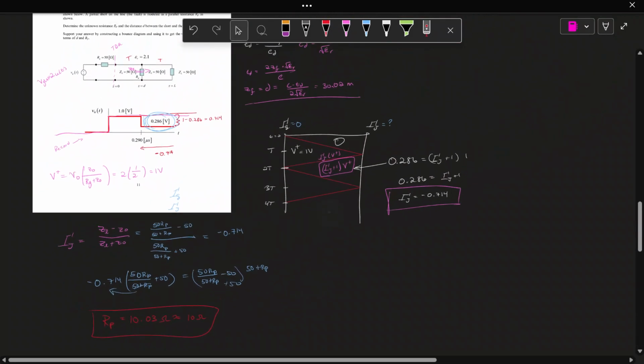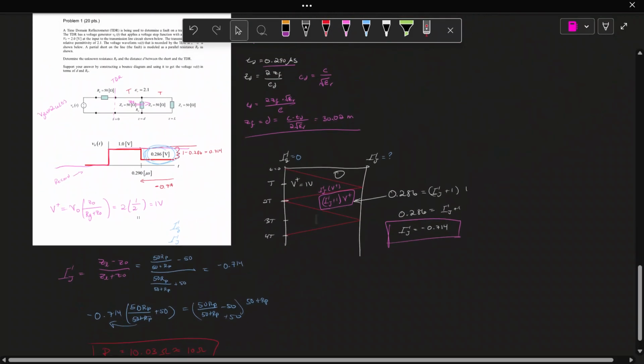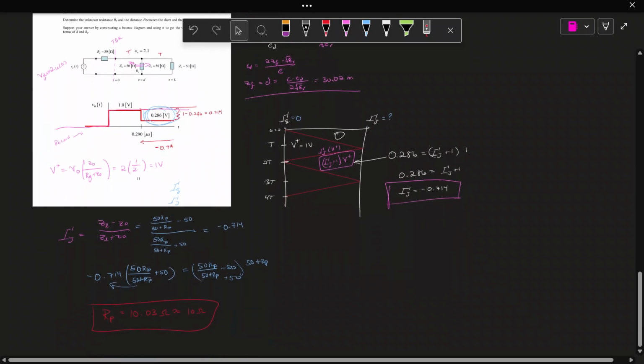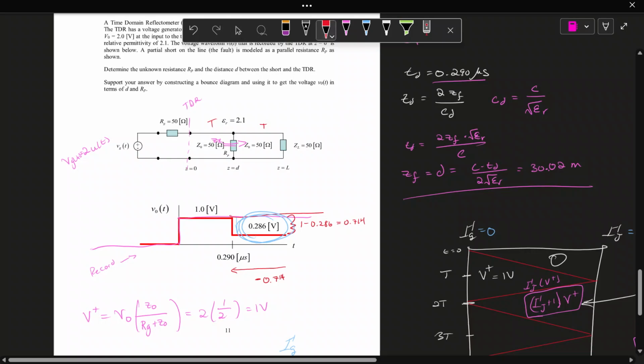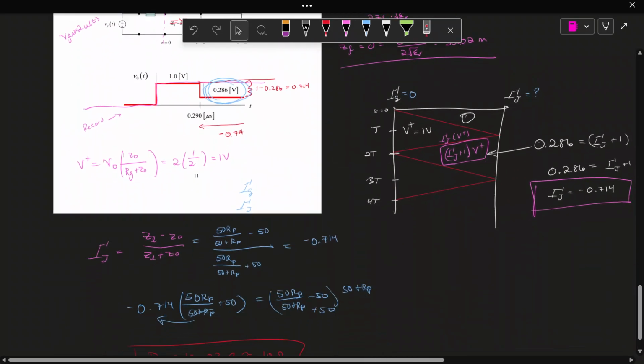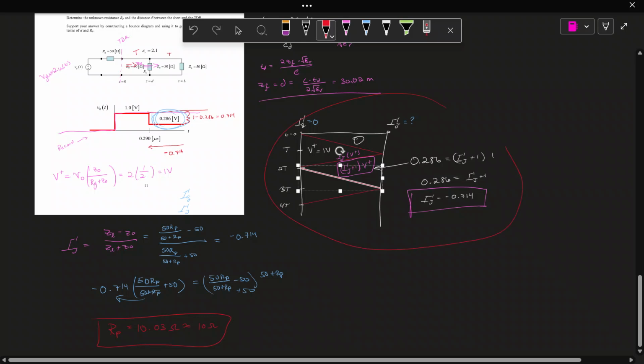So that's how you do this TDR problem. You have to know where the TDR lies so that we can have the equivalent resistance, or Thevenin, if you want to think about it, as seen by the source. Now, I guess it isn't Thevenin because obviously you don't have a voltage source in series with the resistance. Anyways, that's how you would do it using a bounce diagram.